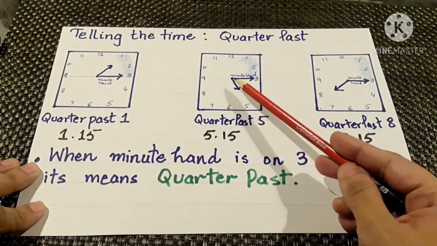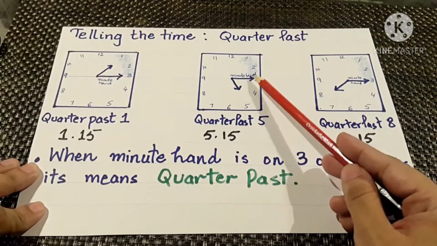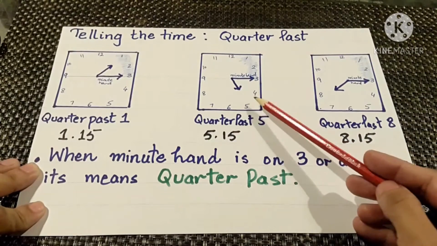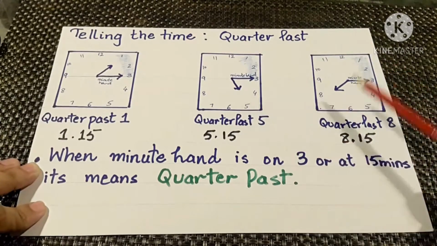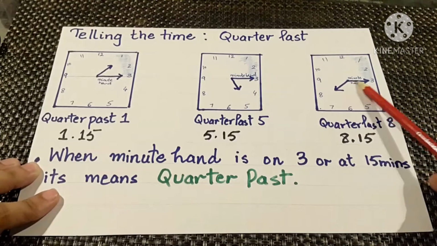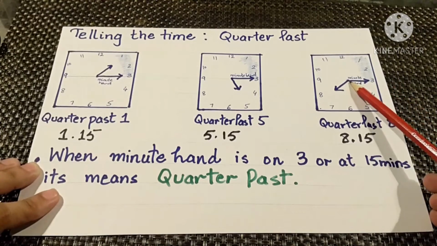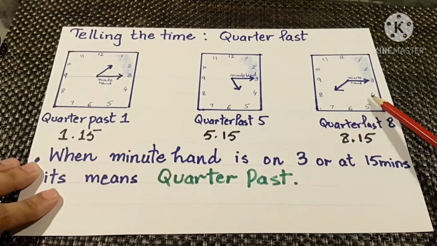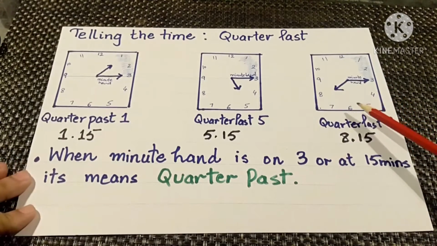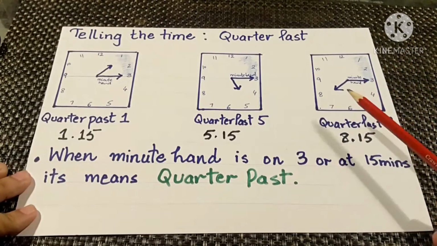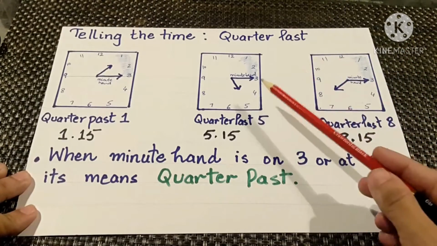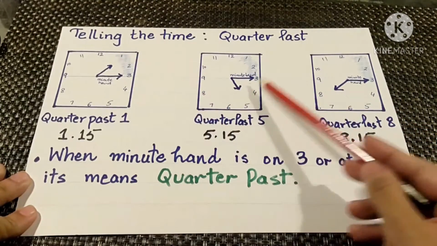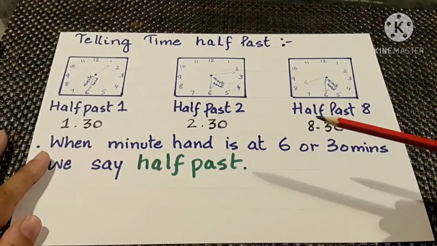Here you see the minute hand is pointing towards 3 and the hour hand is pointing towards 5. It is quarter past 5 or 5:15. Here the minute hand is at 3. The hour hand is at 8. This is quarter past 8 or 8:15. What we have to remember is when the minute hand is on 3 or at 15, it means quarter past.